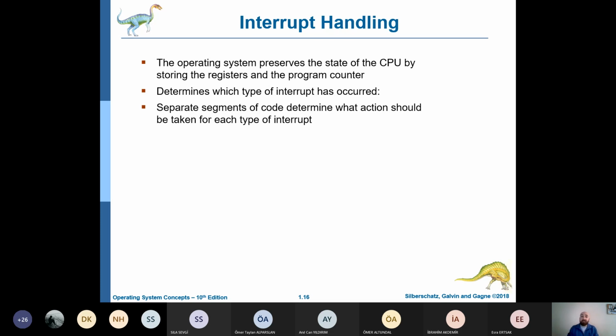In this case, we are assuming that the CPU is executing some operations, and when an interrupt arises, we have to answer that interrupt. So for that reason, we preserve the current state of our CPU and then determine which type of interrupt has occurred. Based on the type of interrupt, we can execute that service routine. After that, we can return to the previous job of our CPU.